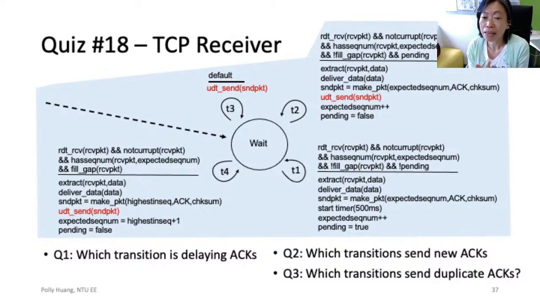Good. Now based on the description, question number 1 is asking, which of these transitions, T1, 2, 3, 4, is delaying the sending of an ACK? That should be straightforward. Q2. Which of these transitions do you think will be sending new ACKs, so ACKs carrying numbers that are new? And Q3. Which of these transitions might send duplicate ACKs? They are not that hard either, so think about it.